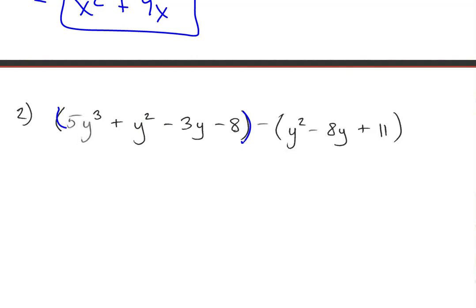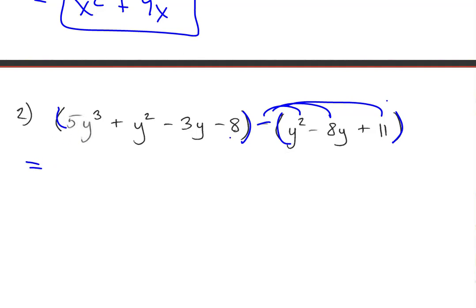Then we close the parentheses, and then we have a minus sign. Then another set of parentheses containing y squared minus 8y plus 11. You'll notice this time we have a negative sign in front of our second set of parentheses, separating these. So that negative needs to be distributed to all the terms in that second set before we do any combining.